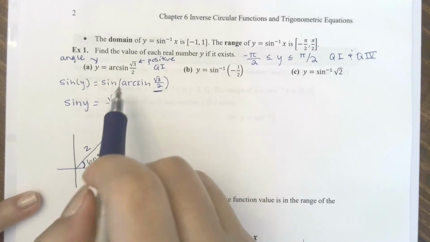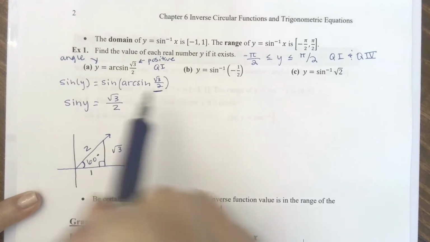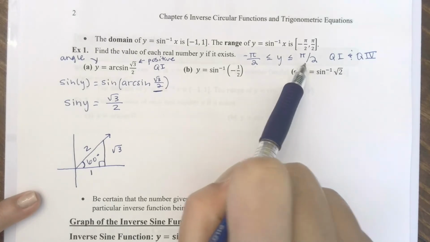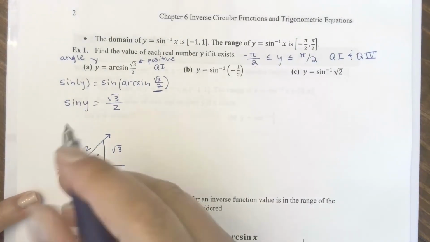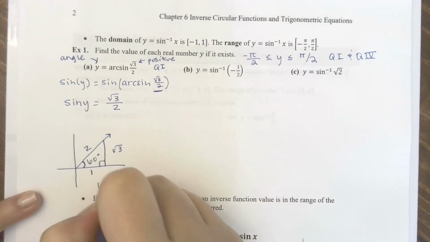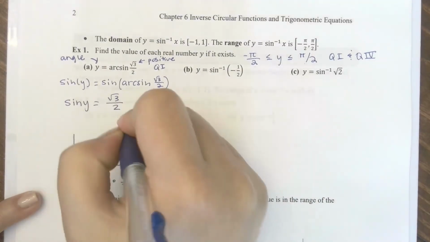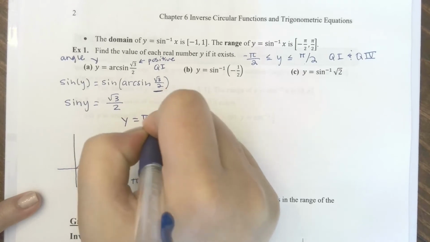Okay, we were given our range of negative pi over 2 to pi over 2, which is in radians. So that means that our answer needs to be in radians. So 60 degrees is equal to pi over 3. Okay, so this means that y is equal to pi over 3.